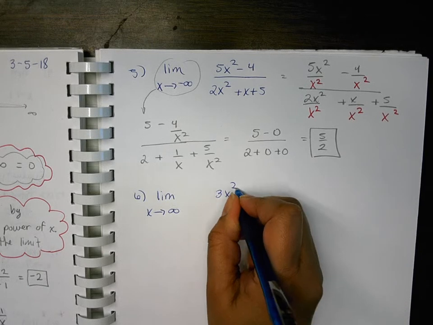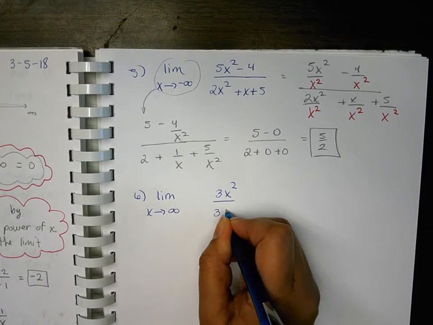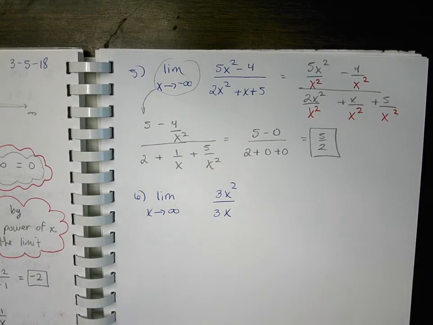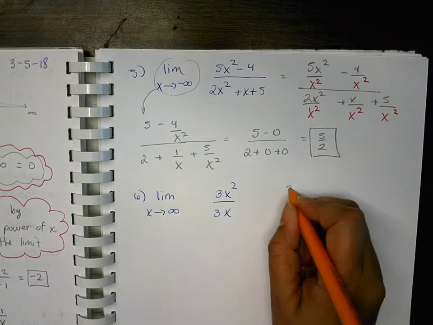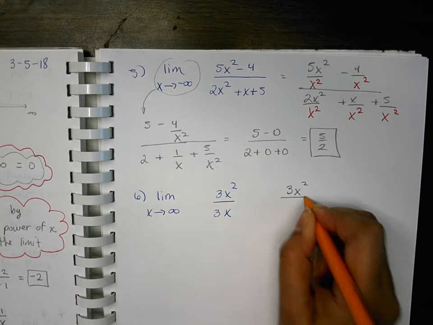The limit as x approaches infinity of 3x squared over 3x. All right. What are you going to divide everything by? X squared. So go ahead and do that now.